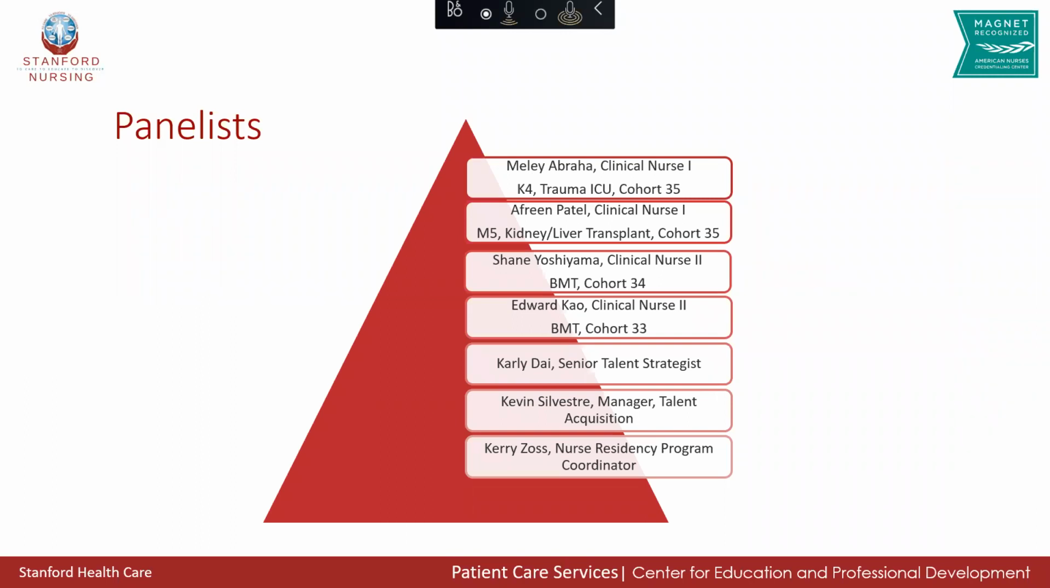It takes a village to run this program and to do this work. So I am not here alone. I am joined by some exceptional individuals within the Stanford organization. The first two are Kevin Silvestre and Carly Dye. Both are my colleagues in human resources. Kevin is the manager of talent acquisition, and Carly is our senior talent strategist. So they work on the recruitment side, working with potential candidates, assisting my team in screening applications, and really building that pipeline of talented professionals into our organization.